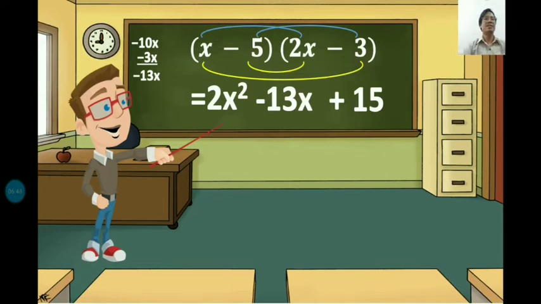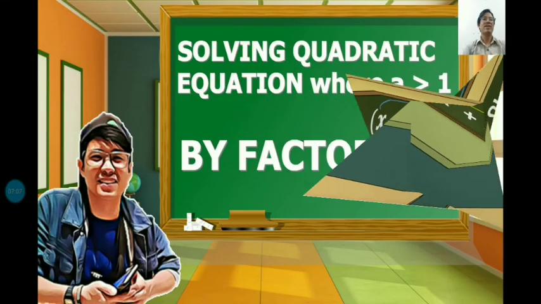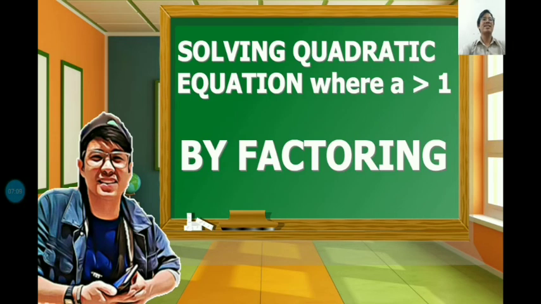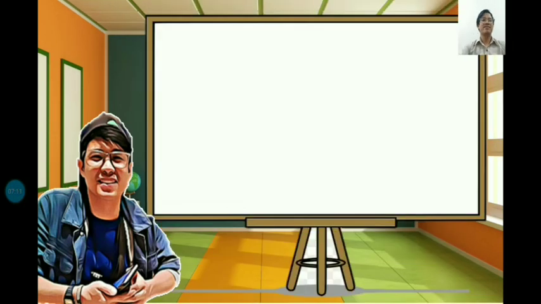What if the process was reversed? The given is 2x squared minus 13x plus 15. How are you going to get the factors? And from those factors, how are you going to get the roots? Yes, and those questions will be answered by our topic for today. Let's start. Solving quadratic equations where a is greater than 1 by factoring.